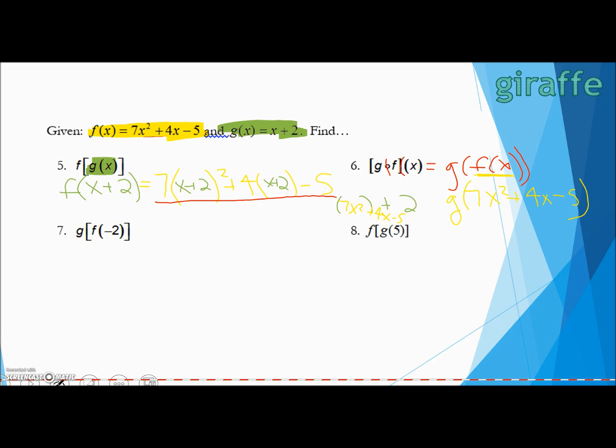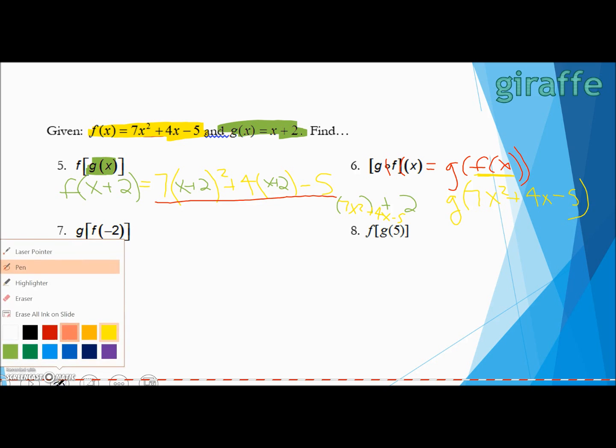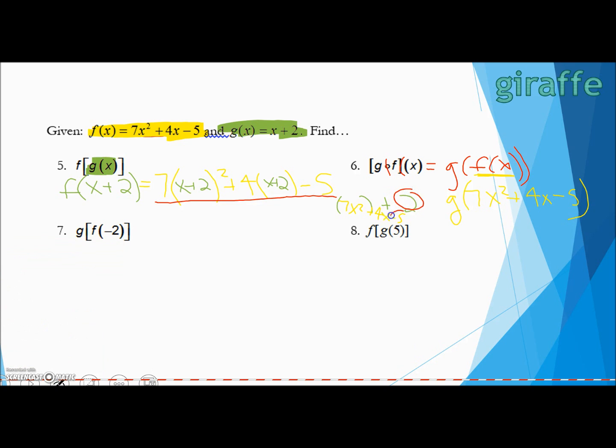And so then this one's not too hard to simplify. Between the parentheses and the 2, I can combine like terms. I can combine that 2 and that negative 5. And so my final answer would be 7x squared plus 4x minus 3.